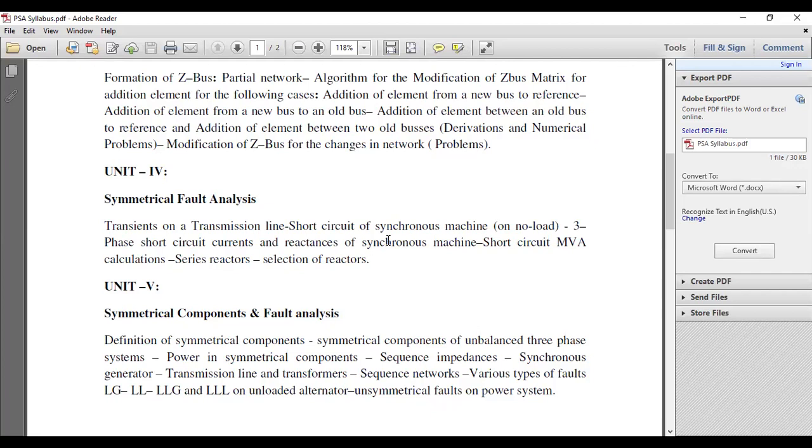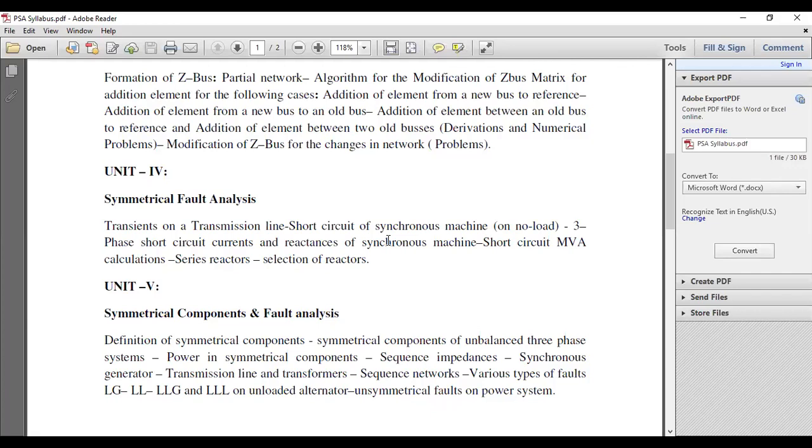Obviously, the system is a balanced power system. There is no inconsistency. That's why the system behavior is steady state behavior. So till now we have dealt with the steady state behavior of the power system, which is working under normal operating conditions.